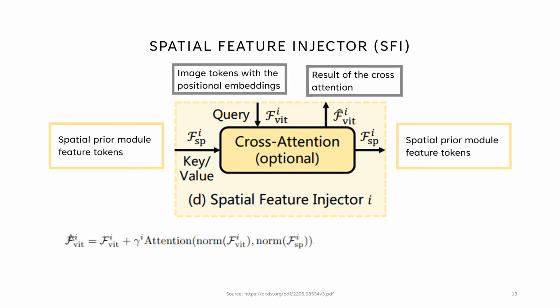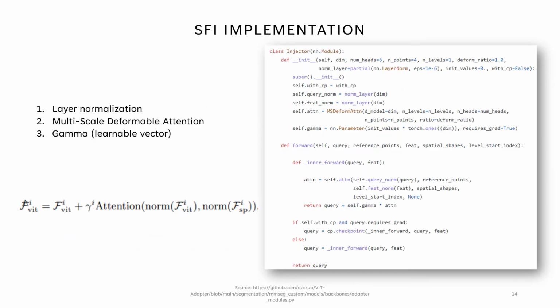As shown in the equation, normalization is applied to both the ViT image tokens with the positional embeddings and to the spatial prior module's feature tokens. Then cross-attention is applied. Gamma is a learnable vector, which is used to balance the attention layer's output and the input feature. Gamma is initialized to 0 in order to ensure that the feature distribution of the input features will not be modified drastically. This is the Spatial Feature Injector module implemented in code.